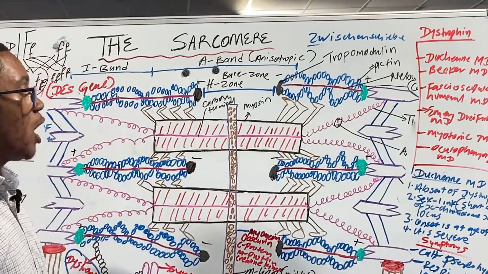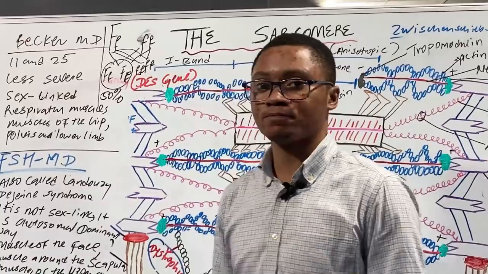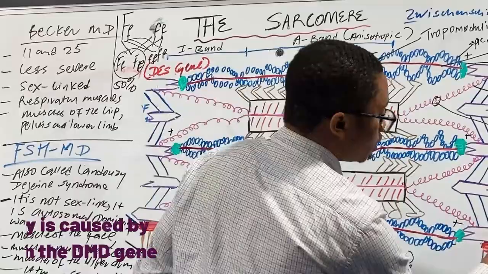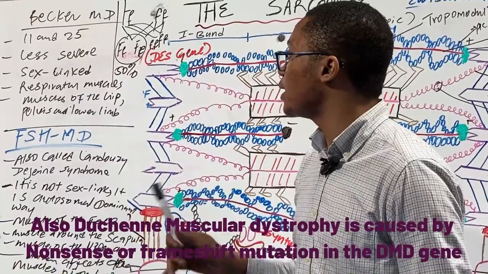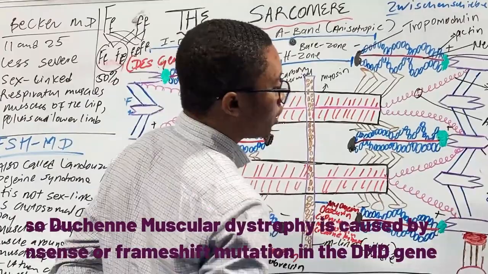Coming back here, we'll talk about Becker's muscular dystrophy, and we see the onset is between the age of 11 and 25. It is less severe. It is also sex linked, just like Duchenne. So the difference is that Duchenne is severe and Becker is less severe, and it affects muscles of the hip, the pelvis, and the lower limbs. So this is for Becker and this is for Duchenne muscular dystrophy.